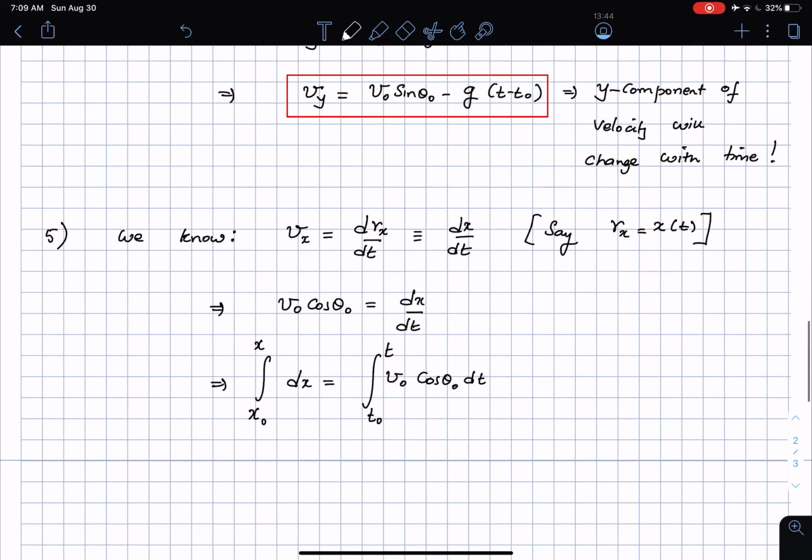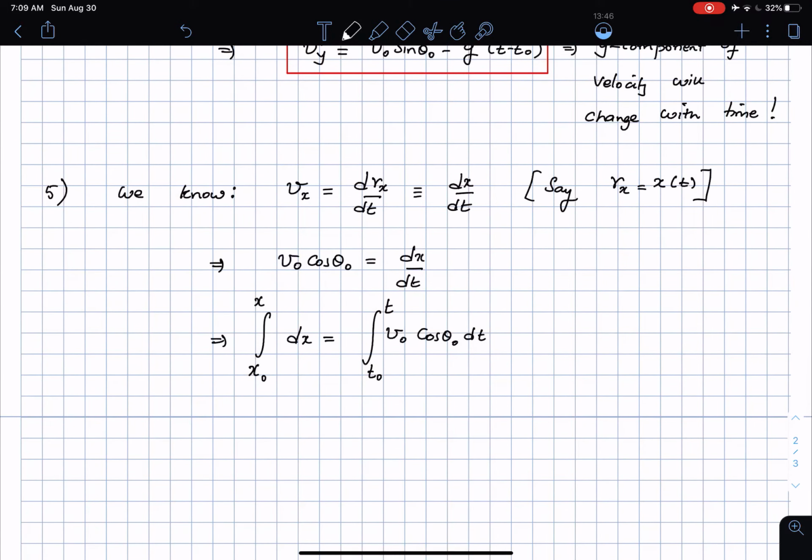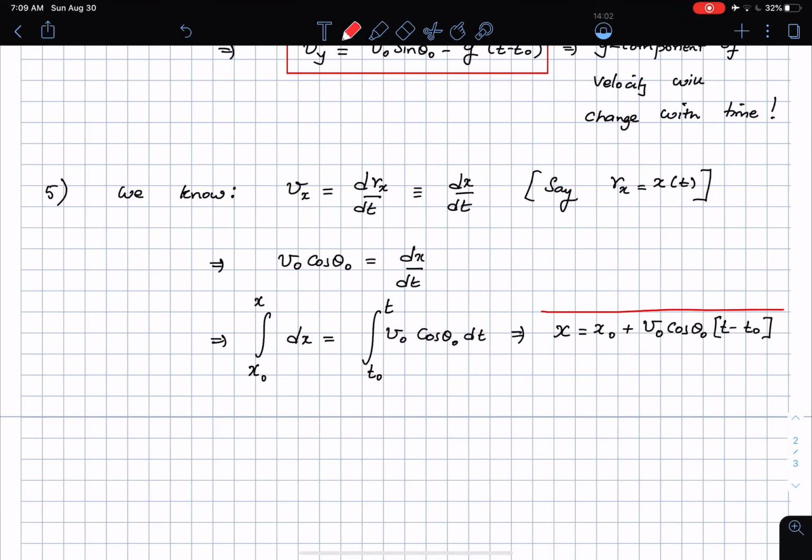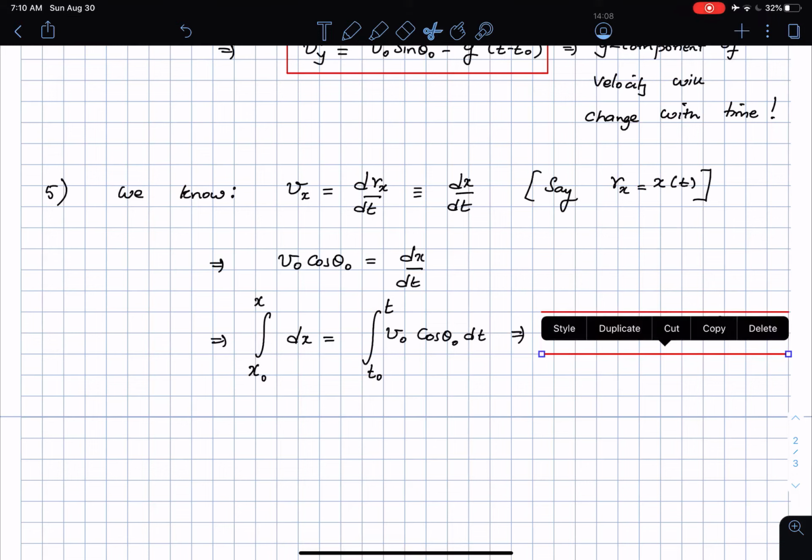That's the position. Okay, and if I do the integration, I end up getting the following. So x is equal to x naught plus V naught cos theta naught times (t minus t naught). This is fairly straightforward integration, so I'm not going to go over the details of these things. Copy that, and I'm going to put a box around that, and once you put a box around these things, you can forget them.